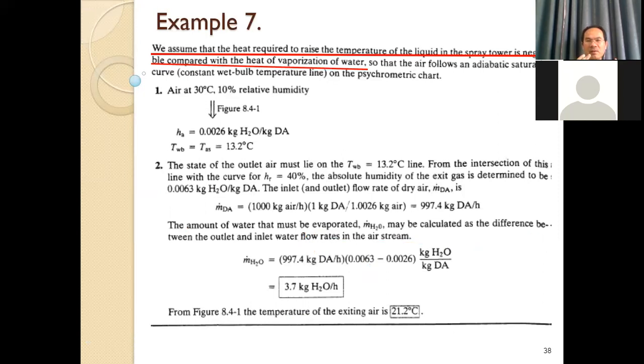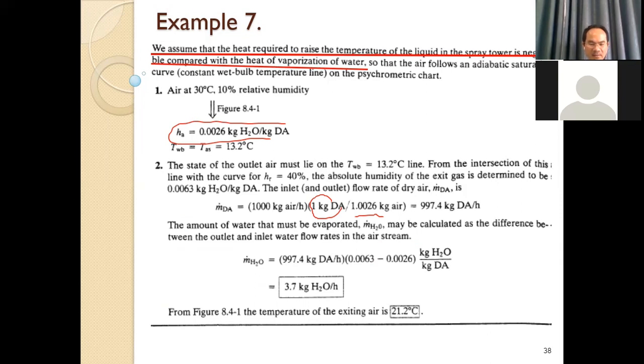For this case, we know 1,000 kilograms air per hour, but from the outlet absolute humidity, you know, it's 1 kilogram dry air from the 1.0026 kilogram air. How to determine this? This is inlet. For this case, the absolute humidity is 0.0026 kilogram water per kilogram dry air.